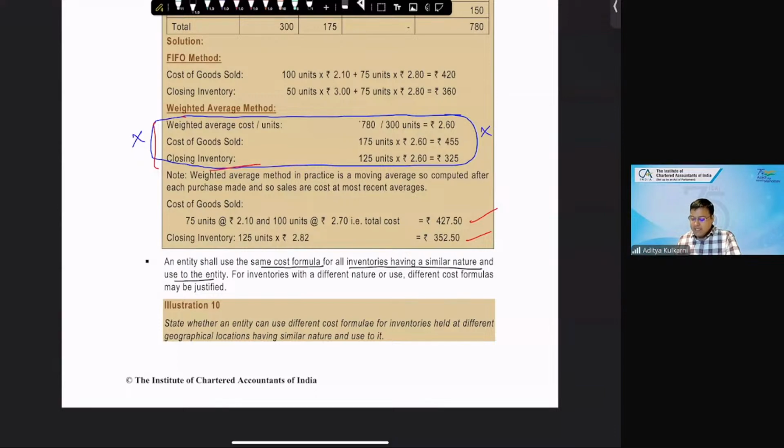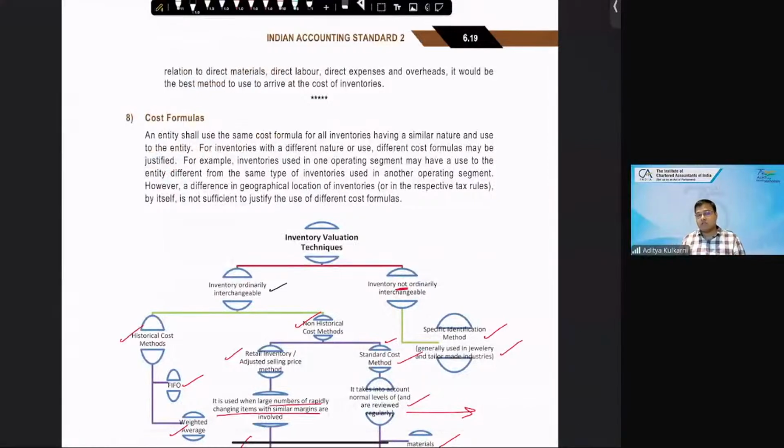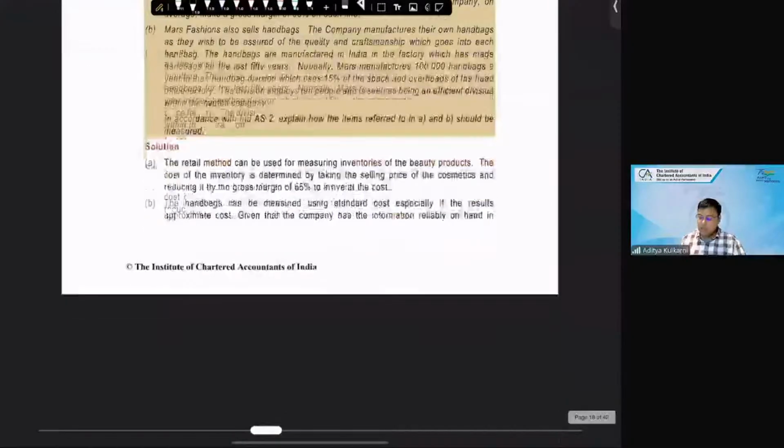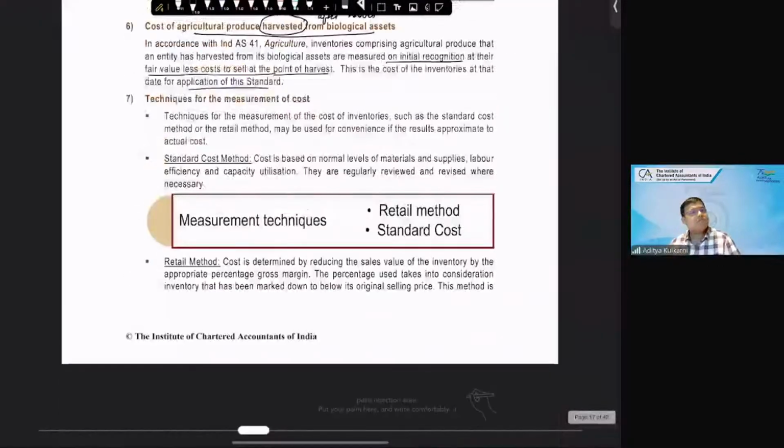State whether an entity can use different cost formulae for inventories held at different locations. The answer is no, not permitted. Absolutely not permitted. Different categories, different cost formula. Same category, only one cost formula. You cannot go into multiple cost formulae. Is it okay? Yes. All right.